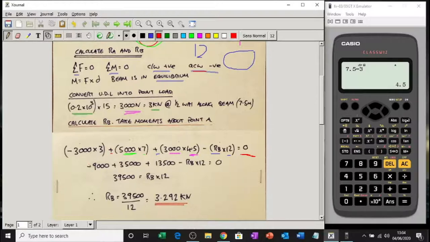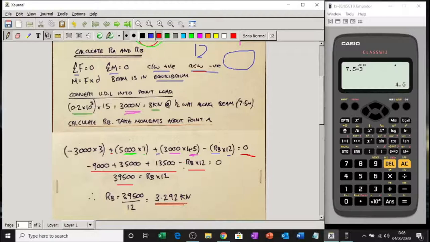So what I've done here is, minus 3 times 3 is minus 9,000. 5,000 times 7 is 35,000. 3,000 times 4.5 is that. And RB times 12 is just there. Let's get a colour. And then I've added all of these up. So all of that gives me 395.